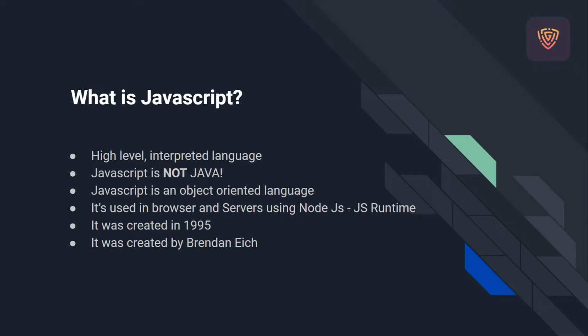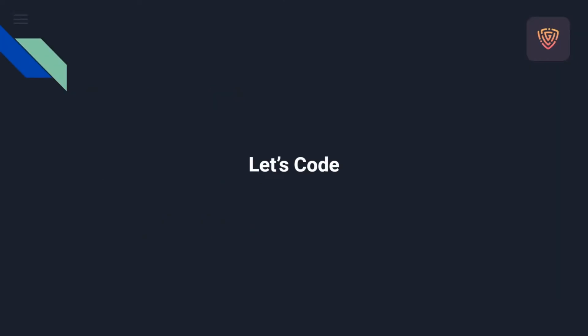So JavaScript is used in the browser, it's used in the servers, and it runs on something called Node.js when you're trying to use it in the server. JavaScript was created in 1995 by a man called Brendan Eich. Let's go to W3Schools and see how JavaScript code looks.